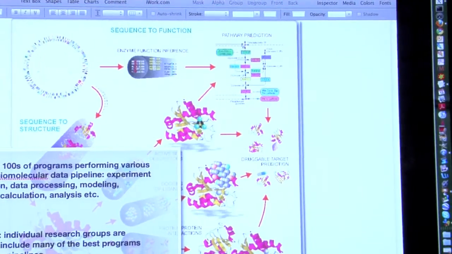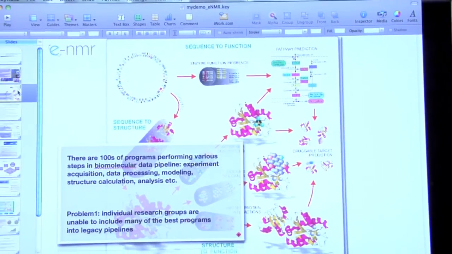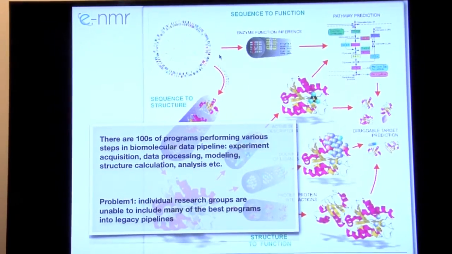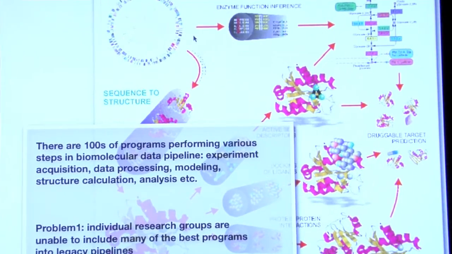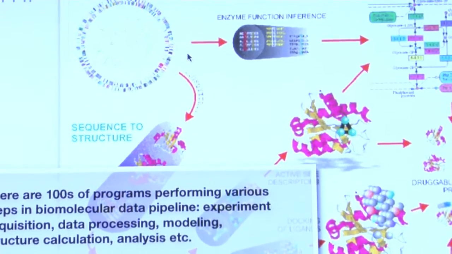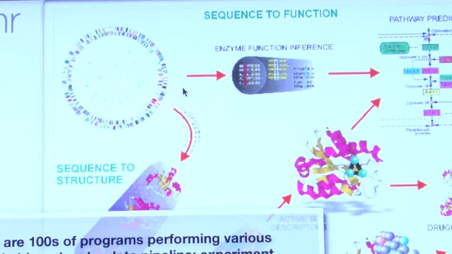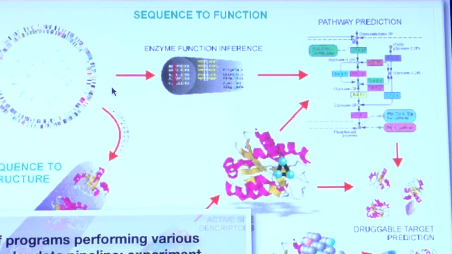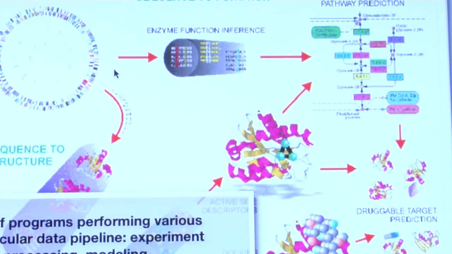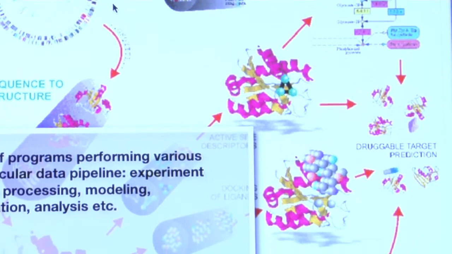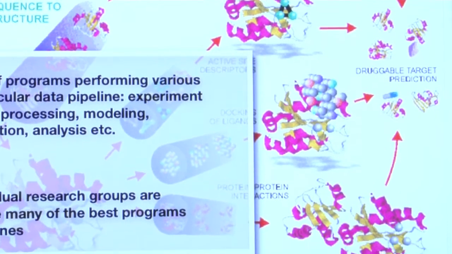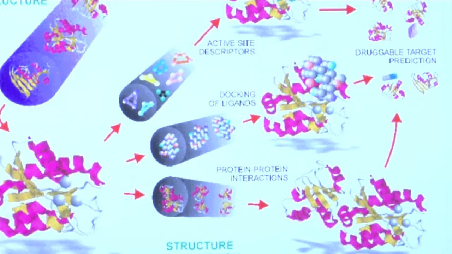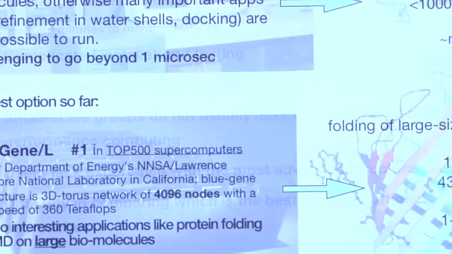What are the problems in this field? There are many complicated pipelines going from gene to structure and their functions. Every pipeline requires hundreds of different programs. Different groups use different programs, and there are various formats, so there is definitely a need for standardized formats. Using new programs is difficult for groups because they need to develop new protocols. So these are the problems.